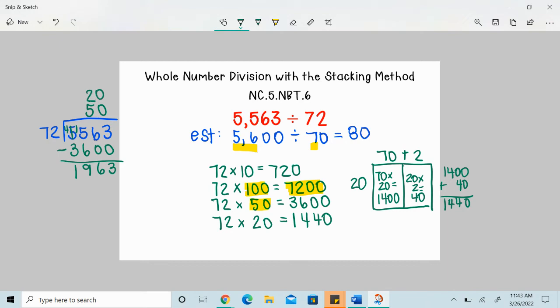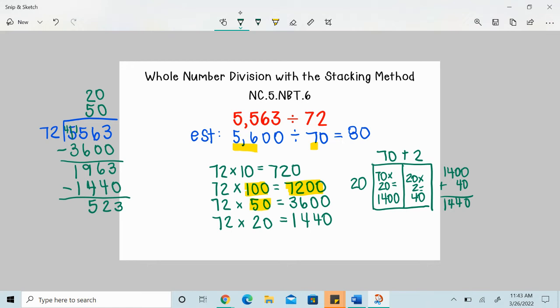20 times 72 was 1,440. So we'll go ahead and subtract that. And now I'm left with 523. Now, one thing I want to point out before we continue to divide is notice I am keeping this list of all of the multiplication for my partial quotients because it's always helpful to look back and use that to help inform future partial quotients. And I'm going to show you an example of that.